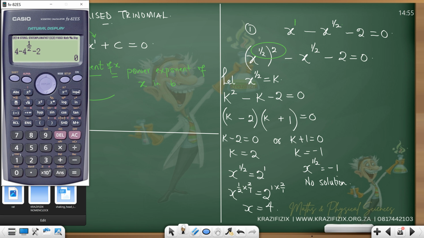Disguised trinomial. You see, every lesson is now becoming deeper and deeper. And when you go back to school, you would not be this slow. Teachers are going to move very, very fast.